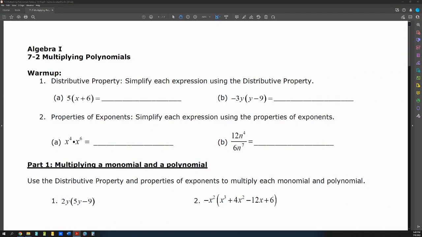Hi everyone. Today we will be completing our notes on multiplying polynomials. I want to start with this warm-up, which is just using the distributive property and our properties of exponents. Let's go ahead and begin.